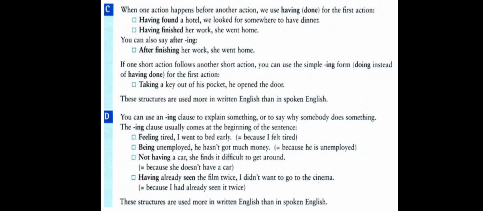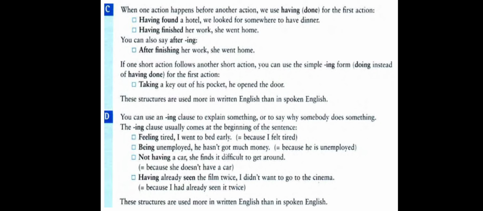Being unemployed, he hasn't got much money. Because he is unemployed, he hasn't got much money. This is the complete form sentence. So if you want to reduce the subordinate clause, then you cut off because, and you cut off he, and is is changed into verb plus ing. What is the base form of is? It is be. So it becomes being unemployed, he hasn't got much money.